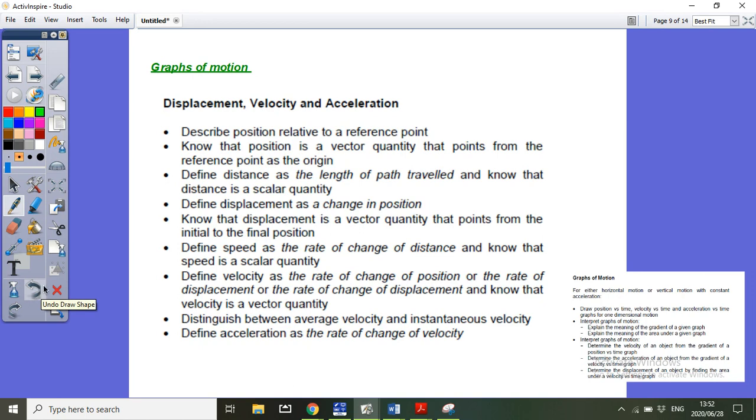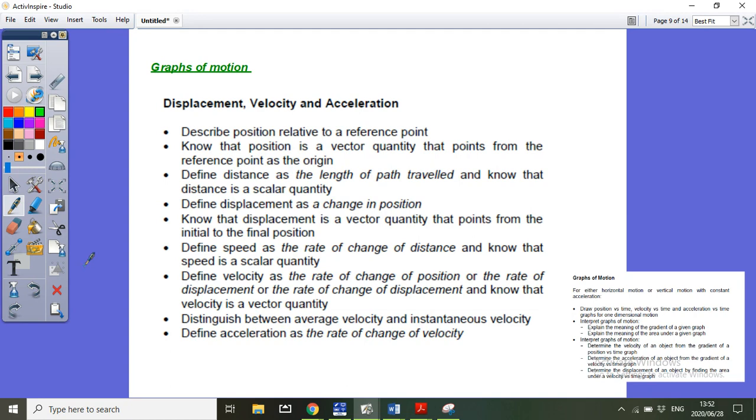We're back at graphs of motion, and although you've done some of this in grade 10, we need to revise it before we move on to a little bit more complicated graphs where we're going to look at vertical motion, but also before we look at equations of motion.